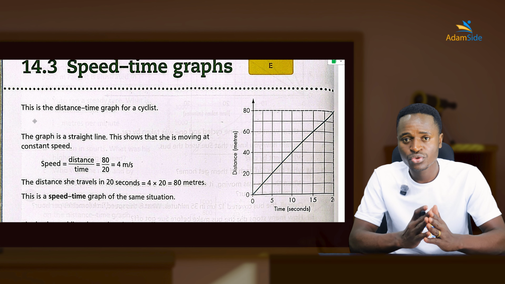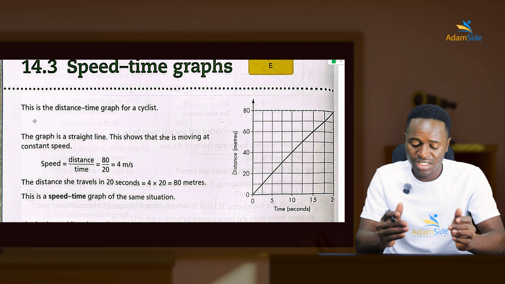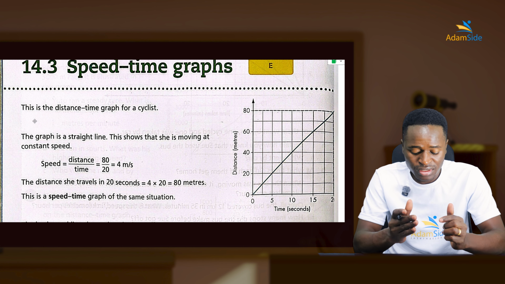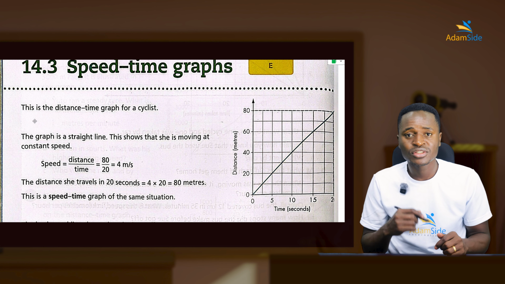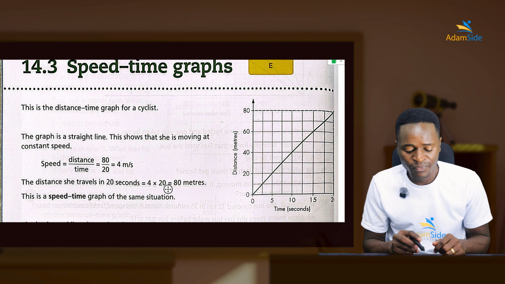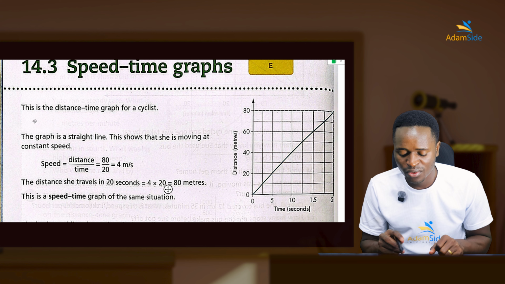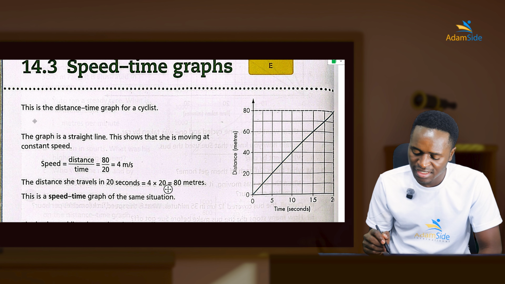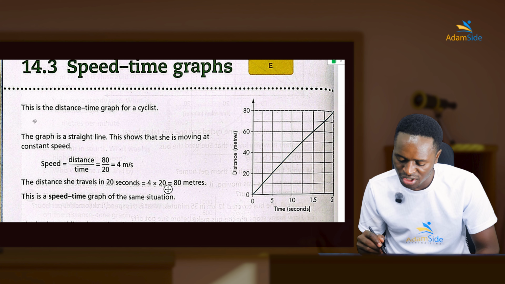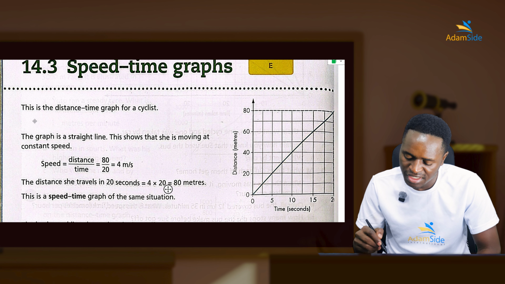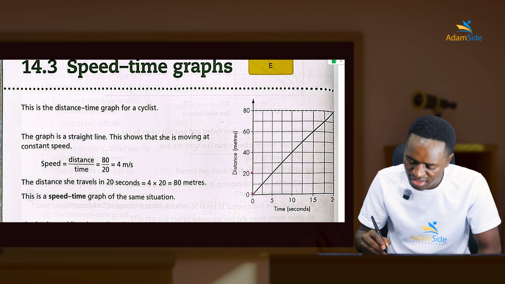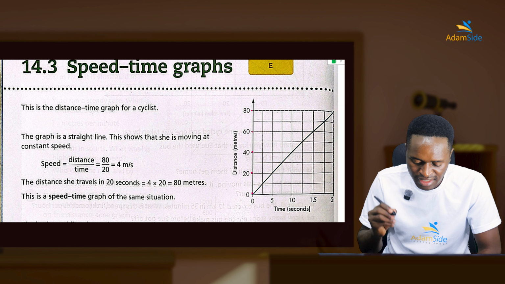These are the concepts that we learned in distance time graph. But right now we are also going to look at speed. The same knowledge of distance time graph we are going to apply here, because it's not different. I'll start by introducing what speed is. Here is a distance time graph for a cyclist. It's an example. On the y-axis we have distance in meters: 0, 20, 40, 60, 80.